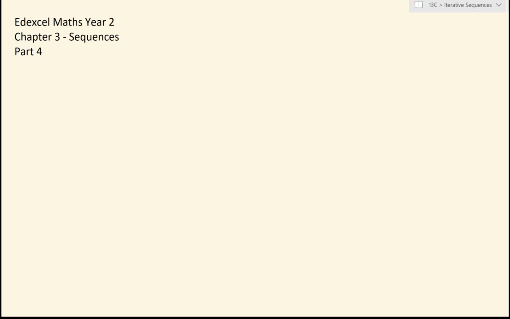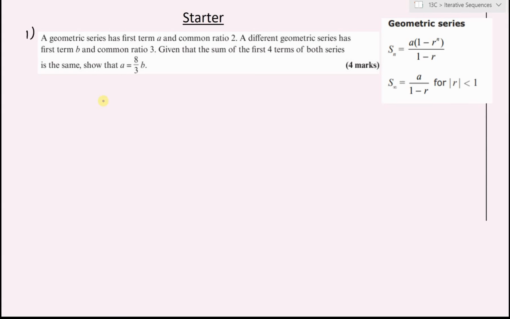Okay, hi, this is part 4 in sequences, which should be the final part. What I'd say first, might help you have a go at this starter question, just so we get a grip on how the more exam questions can be worded. So I'll pause this, give it a quick go, and let's go through it together.